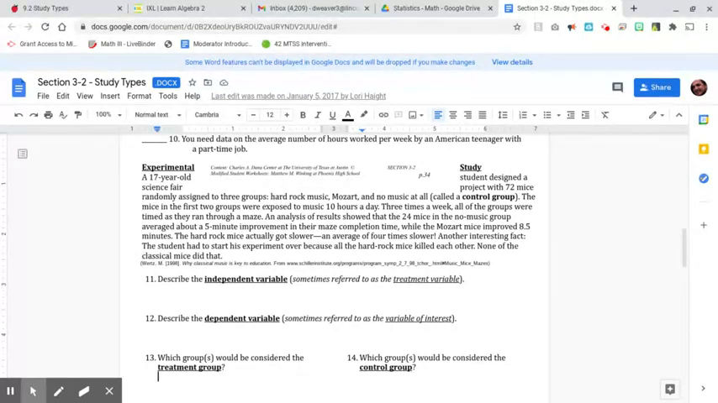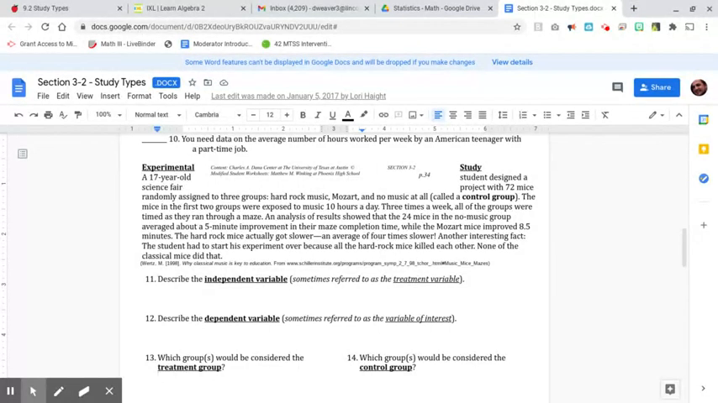An analysis of the results showed that the 24 mice in the no music group averaged about a 5-minute improvement in their maze completion time, while the Mozart mice improved 8.5 minutes. The hard rock mice actually got slower, an average of 4 times slower. Another interesting fact, the student had to start his experiment over because all the hard rock mice killed each other. None of the classical music mice did that.